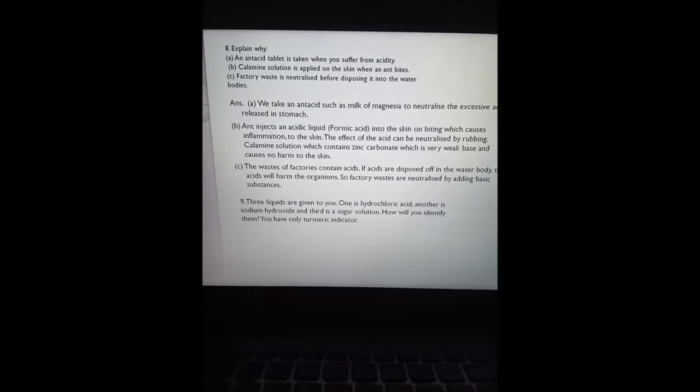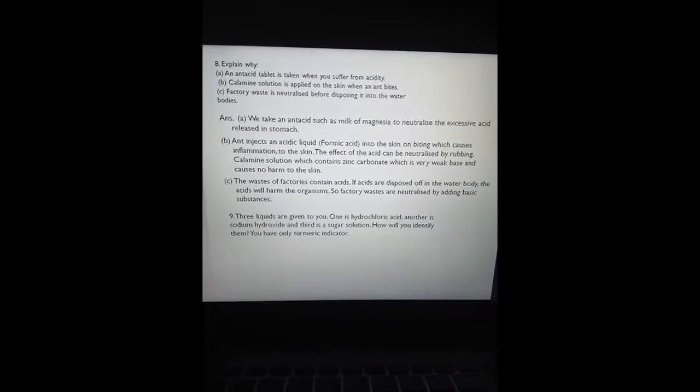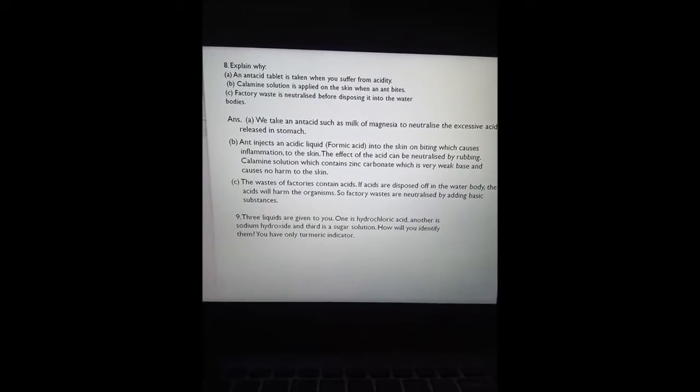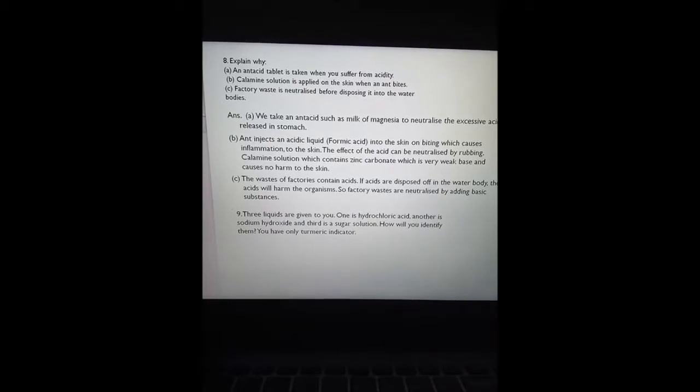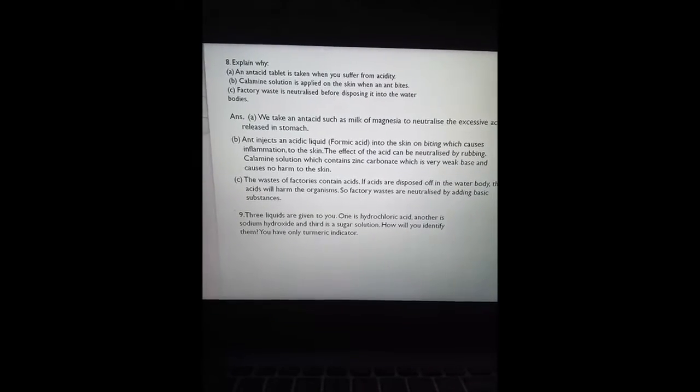Number 9: Three liquids are given to you. One is hydrochloric acid, another is sodium hydroxide, and the third is sugar solution. How will you identify them? You have only turmeric indicator. It's a natural indicator, so we can easily differentiate between hydrochloric acid, sodium hydroxide, and sugar solution.